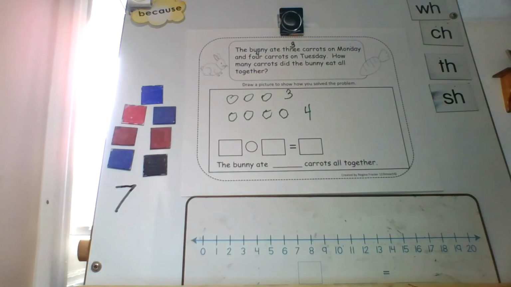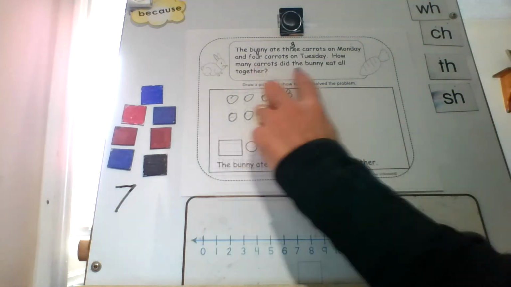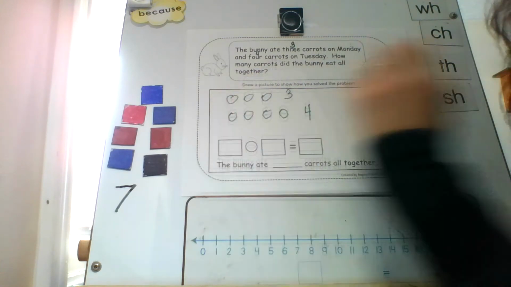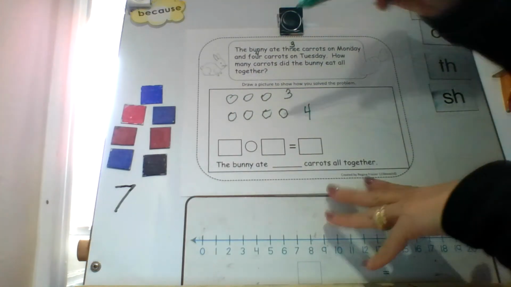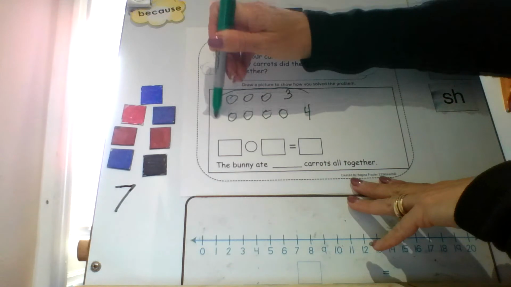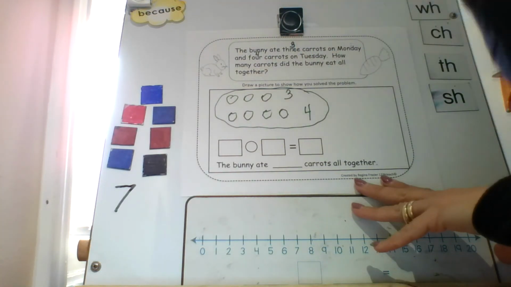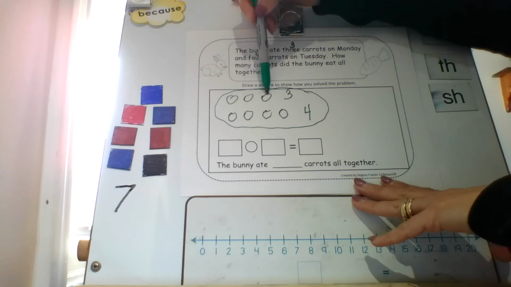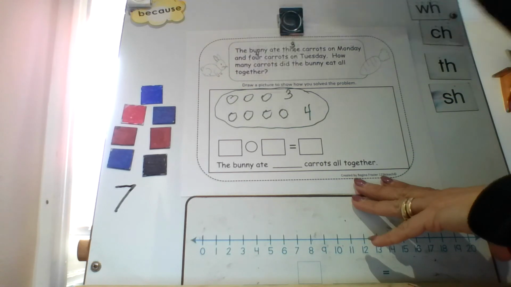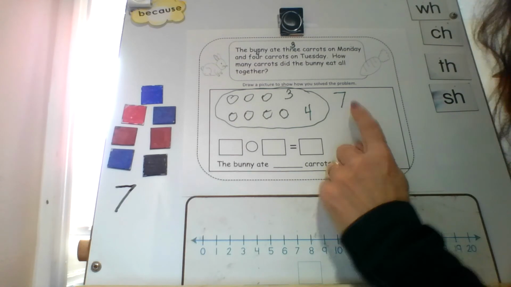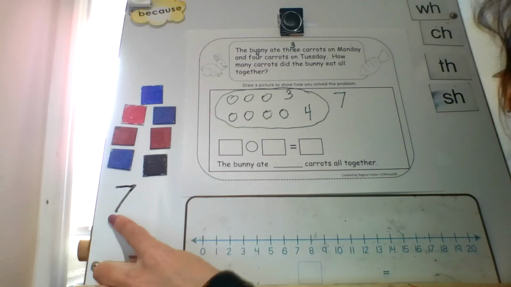4. And the question, how many carrots did the bunny eat all together? So I'm going to put them all together. That means I'm going to put a big circle around them all together and count to see how many we have. 1, 2, 3, 4, 5, 6, 7. Oh, there's my answer of 7, just like when we did the manipulatives.